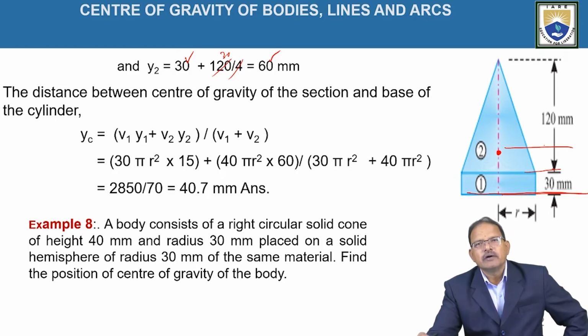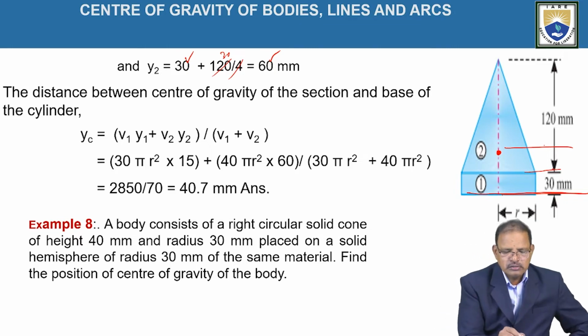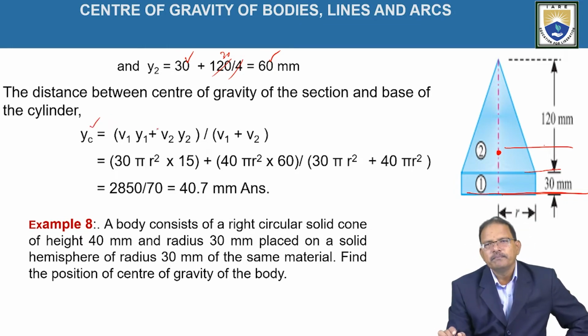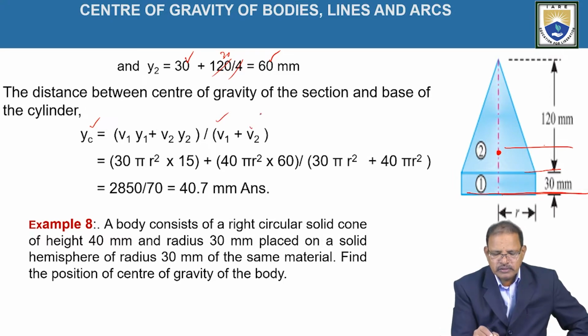And substituting the values of v1, y1 and v2, y2 in the equation to get the centroid position, that is y_c is equal to v1 y1 plus v2 y2 divided by v1 plus v2.